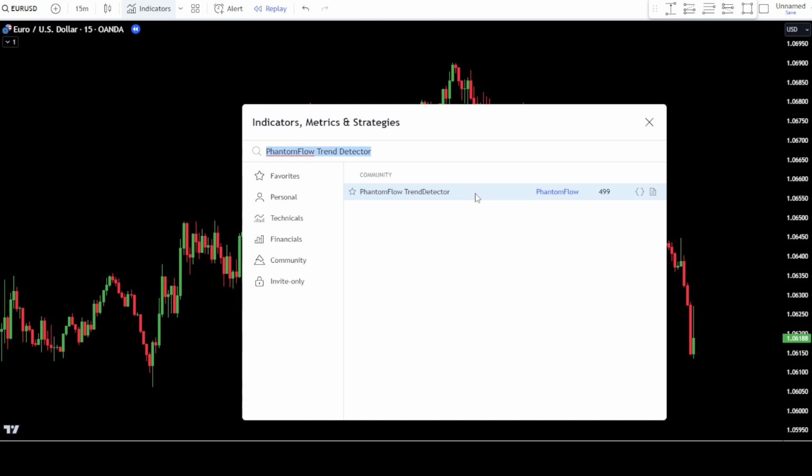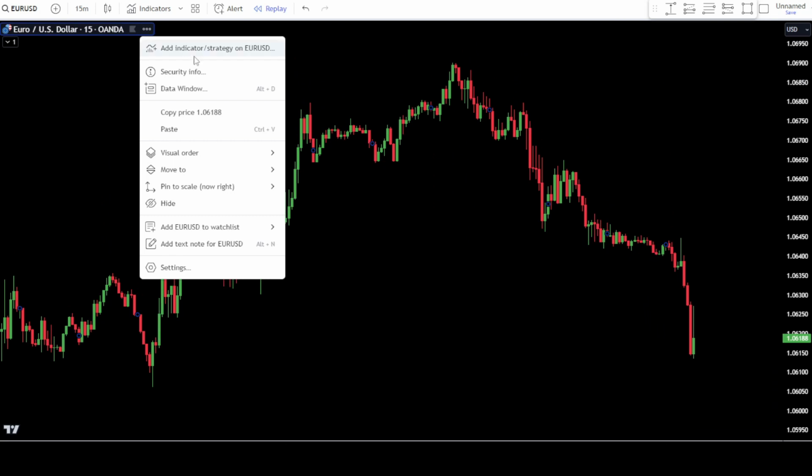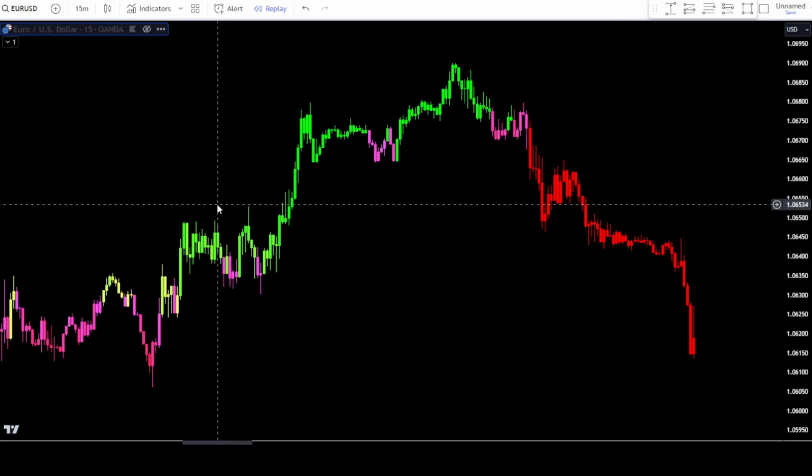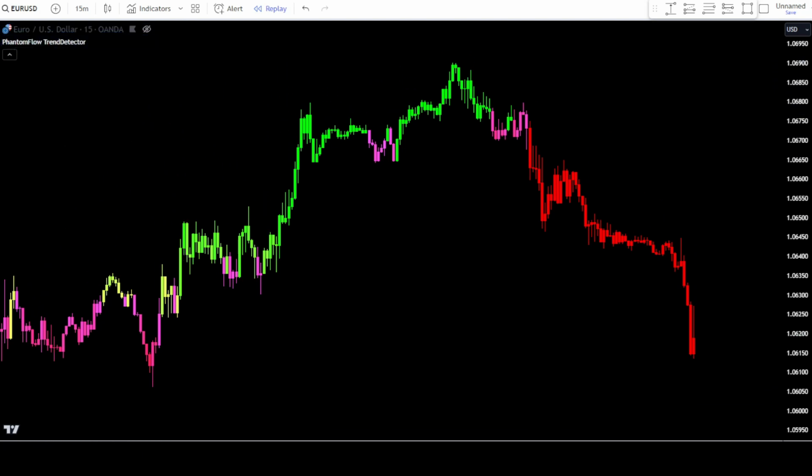To view this indicator, simply click on the three dots next to the pair label. Then select Hide. Once done, you will see the candlesticks from this indicator. Candlesticks in this indicator are similar to the main candlesticks on the chart, but using this indicator will make it easier for you to see.